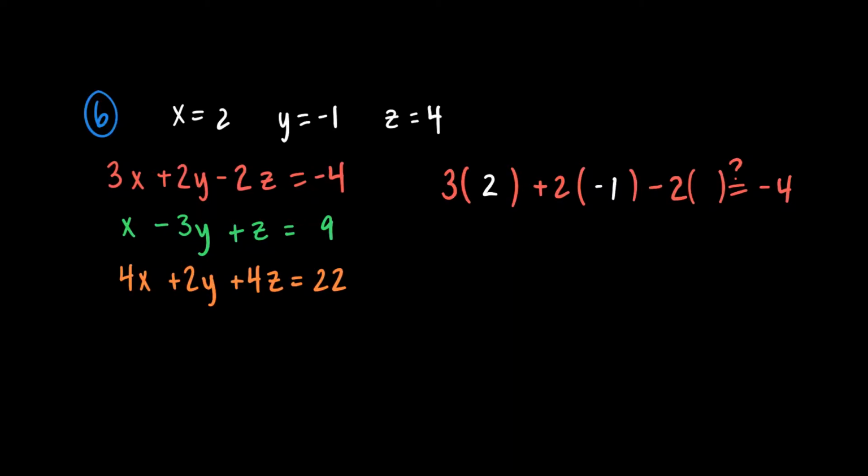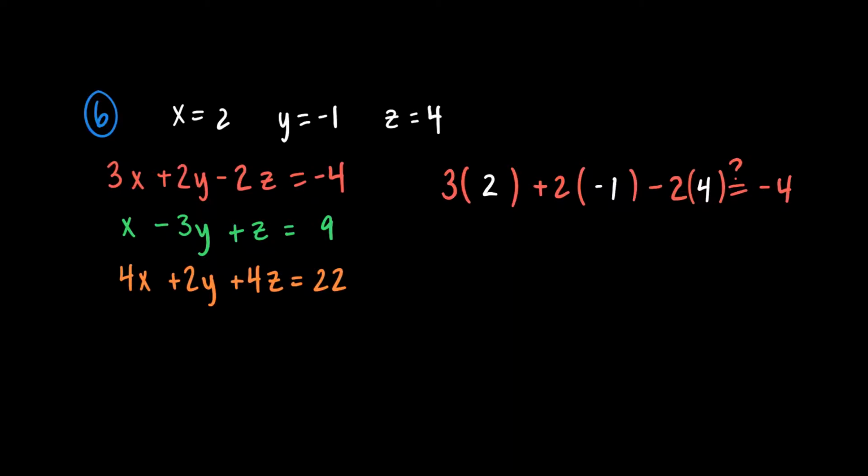Where z is 4, all that is supposed to equal -4. So let's check. 3 times 2 is 6, minus 2, minus 8. So 6 minus 2 minus 8, is that negative 4? It is, so that works. Awesome. All right, how about the green now?